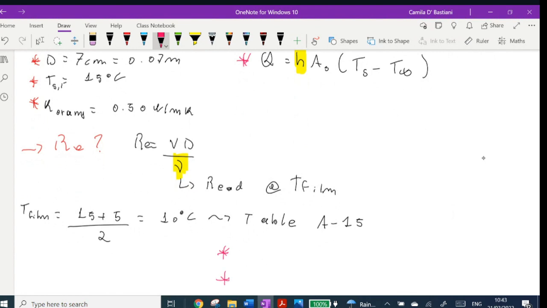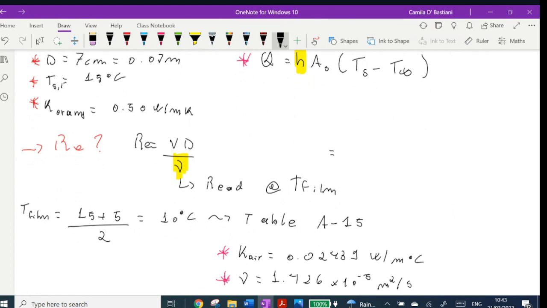We're going to read the conductivity of the air, 0.02439 watts per meter degrees Celsius, and we're going to read our viscosity, the kinematic viscosity in this case, 1.426 times 10 to the minus 5 meters squared per second. Now I can go back and calculate my Reynolds number.